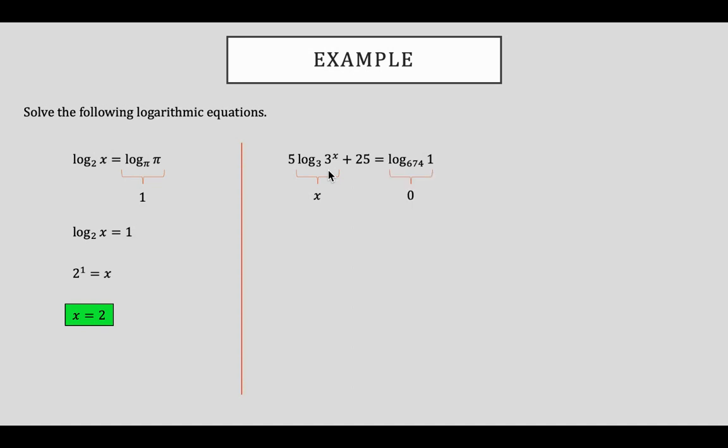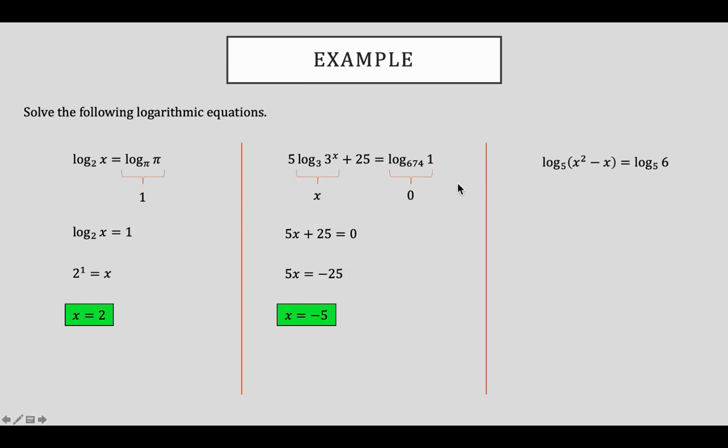So, this logarithm on the left-hand side turns into x. This logarithm on the right-hand side turns into 0, which allows us to rewrite our expression: 5x plus 25 is equal to 0. Now we have a really simple linear equation that we can solve. Subtract 25 from both sides of the equation, and then divide both sides of the equation by 5 to get our solution. x is equal to -5. All right, let's try one more here.